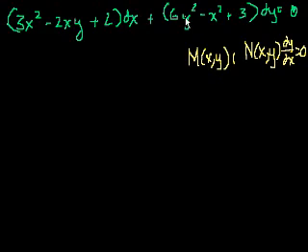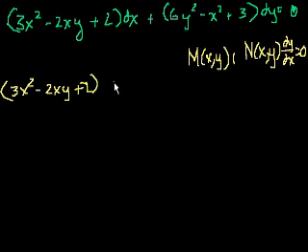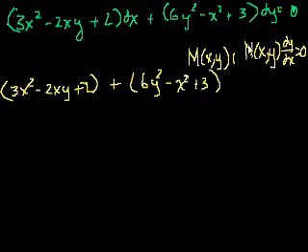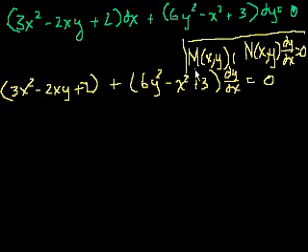We're close. How could we get this equation into this form? Well, we just divide both sides by dx, right? And then we get 3x squared minus 2xy plus 2. We're dividing by dx, so that dx just becomes a 1, plus 6y squared minus x squared plus 3. And then we're dividing by dx, so that becomes dy dx is equal to, what's 0 divided by dx? Well, it's just 0. And there we have it. We have written this in the form that we need. And now we need to prove to ourselves that this is an exact equation.